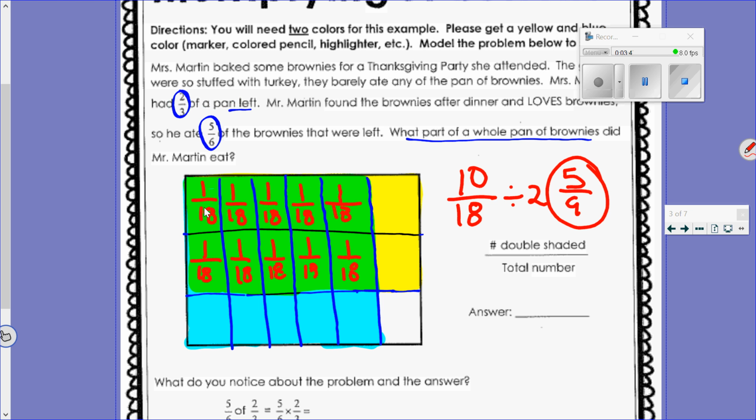Are there any questions about how I did that or how I got the answer? Yes? Why is there a 1/19? It's not supposed to be a 19th. The board only works when it wants to work. There we go. Thank you. Is that better? Are there any other questions?